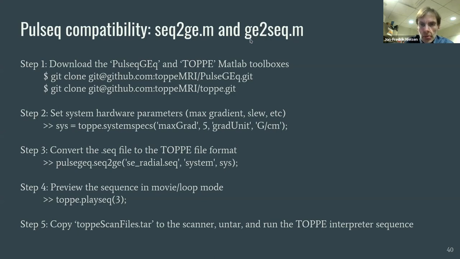And the GE to seq function is pretty accurate. So the Pulseq representation that you get from this call is a pretty close representation of the TOPI sequence. And that's because TOPI is basically a subset of Pulseq. So TOPI does not support all the features, like I said, for example waveforms that do not start and end at zero.